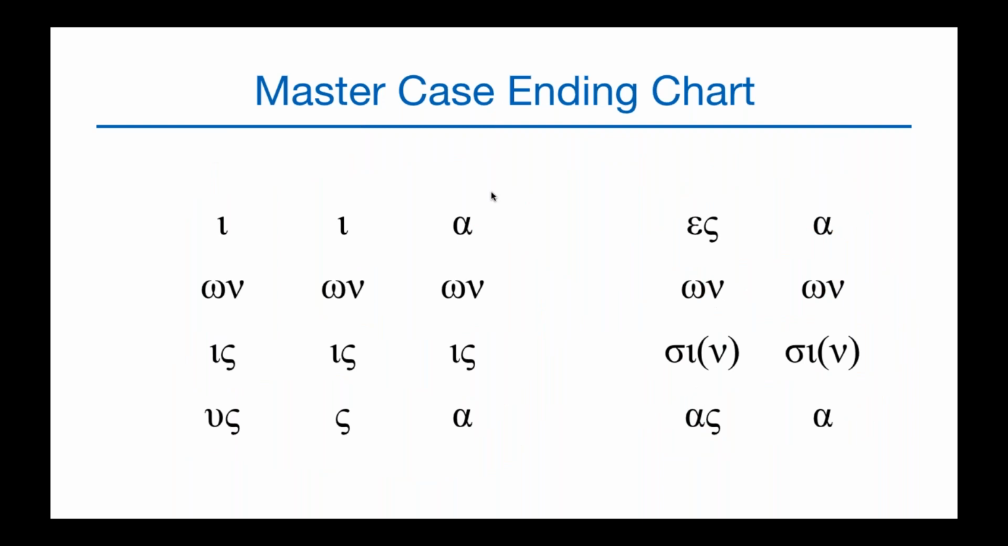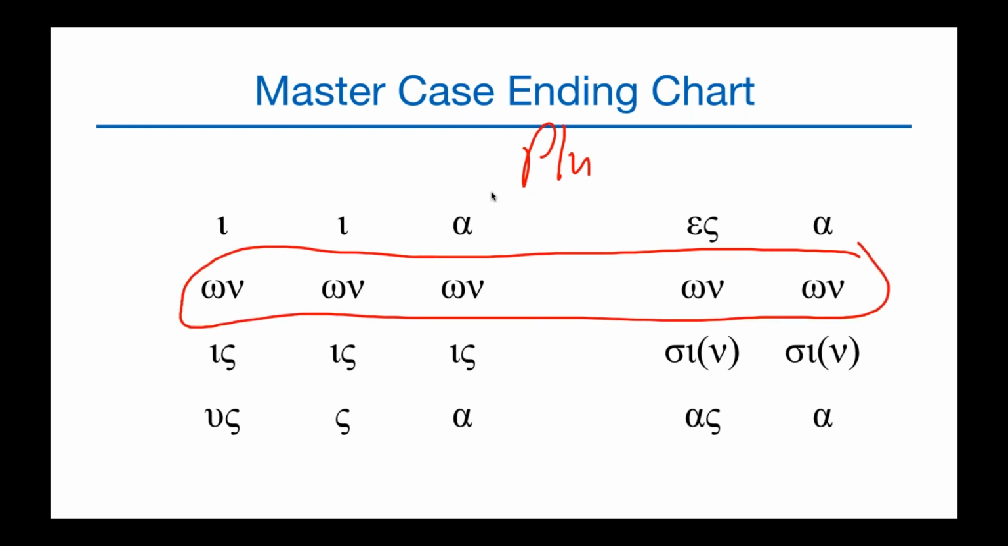Okay, so this is the plural. Now, if you look at this, all the same. Okay, so that one's easy. Now, what about the dative? They both have an iota sigma, but it's just flipped in the third declension. Yep.